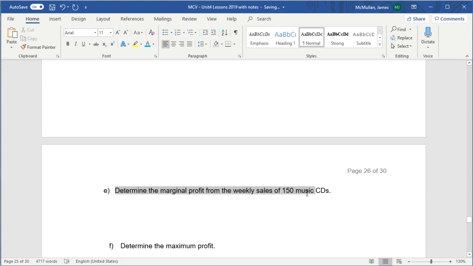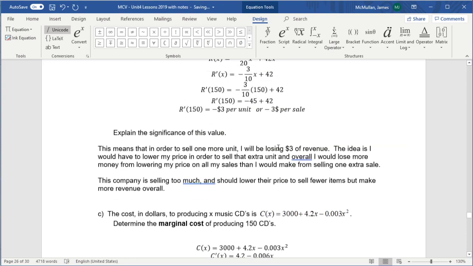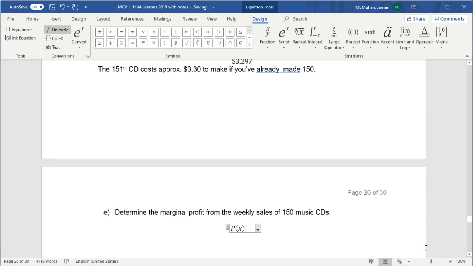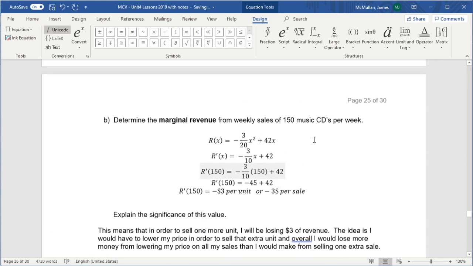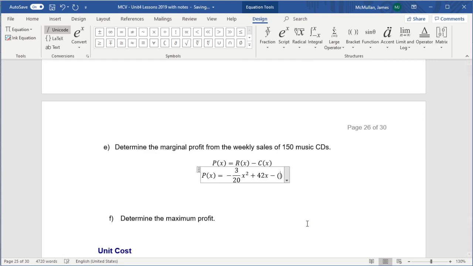Okay, determine the marginal profit from the weekly sales of 150 music CDs. Okay, so the profit function, right? We go back to our revenue function way back up here. Negative 3 over 20x squared plus 42x. So again, P of x is R of x minus C of x, which is equal to negative 3 over 20 x squared plus 42x, right? That was our revenue. And then our cost, again, make sure you use a bracket here so you don't mess this up. 3,000 plus 4.2x minus 0.003x squared.